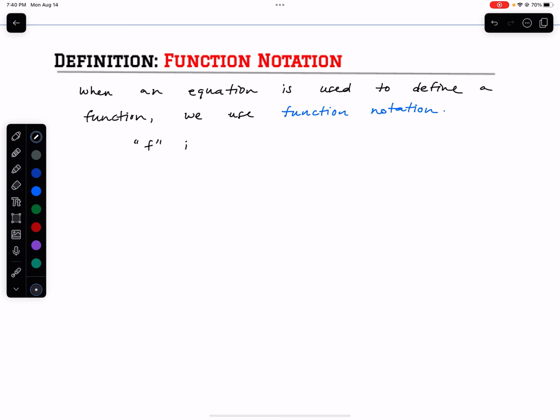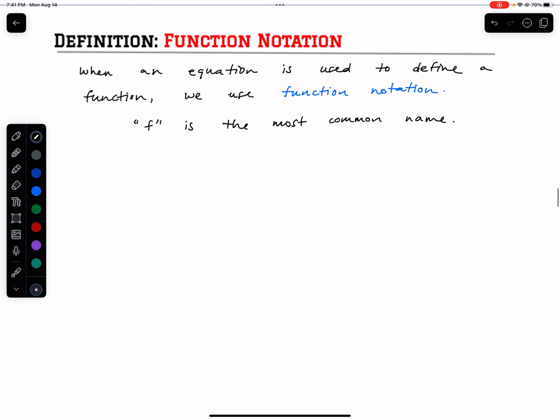F is the most common name we use, but as you guys have seen from other classes, we can also use g of x, h of x. Those are common. Sometimes you see k of x, but those are all just function names. Okay, so in general, we have the input, x, and then the output, we plug x into the function, and we get f of x.